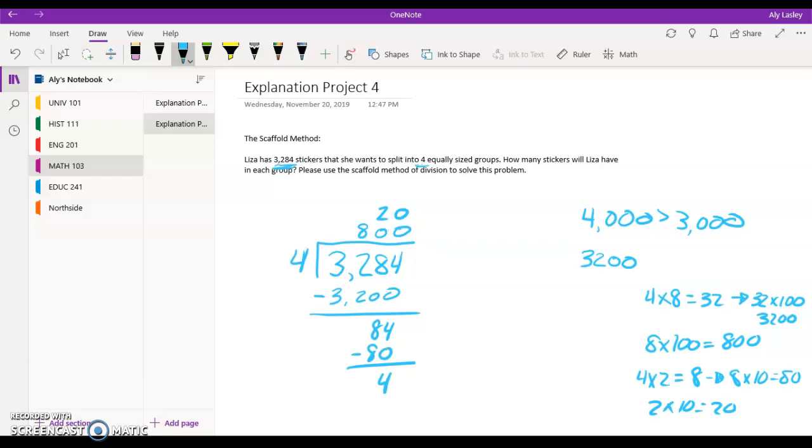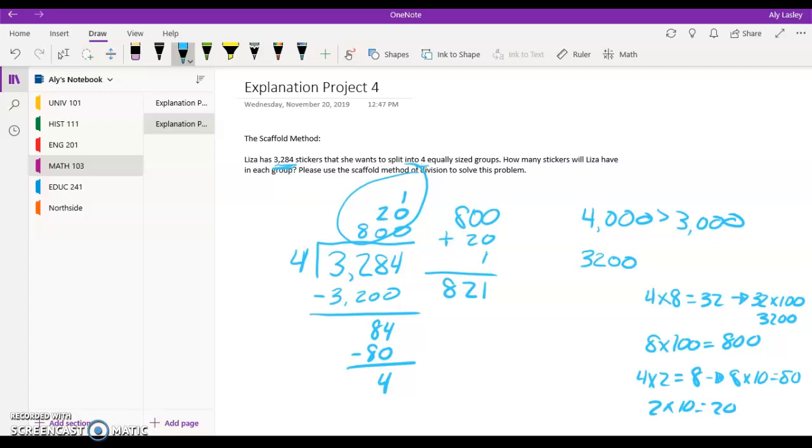And next, we are going to look at our ones place. So we're going to say how many ones of 4s are in 4, and that's going to be 1. So we're going to put our 1 up here. And then we're going to take all of these numbers and we're going to add them together. So that gives us 821, which is our answer.